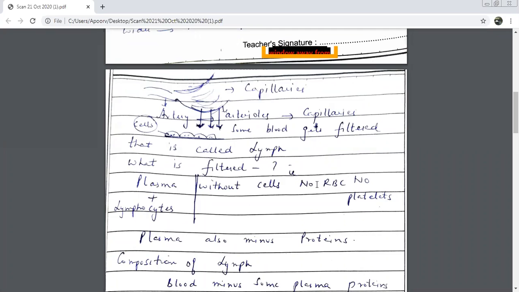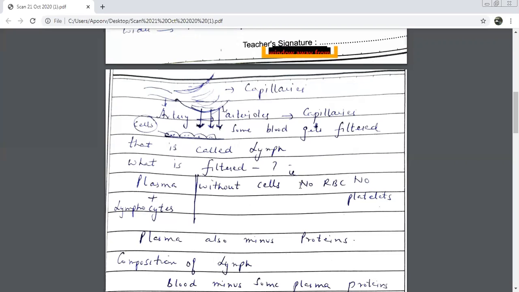That means lymph will have RBCs or not? No, ma'am. Because RBCs are not filtering, they're not coming out. What about platelets? Will plasma contain platelets? No, it will not contain. Even the bigger proteins, beta, they will not be filtered out. So will the larger proteins be present in the lymph?